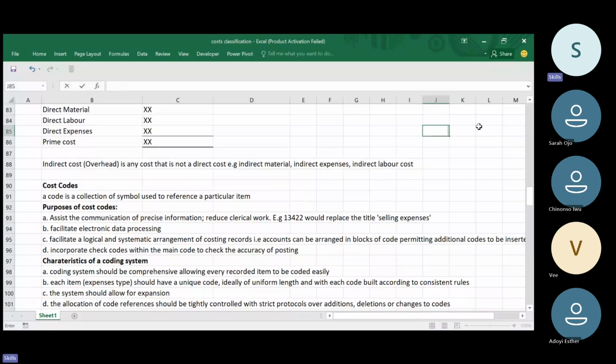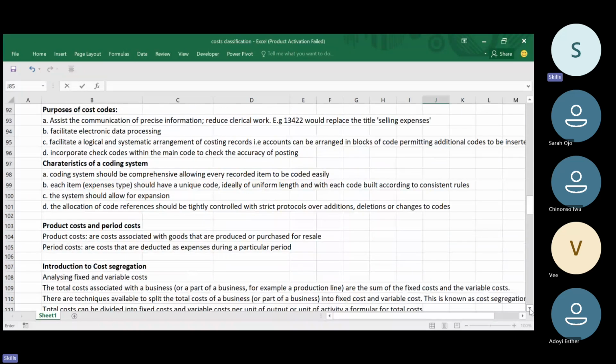Then the system should allow for expansion. Yes, you should be able to expand. When more information comes in, it should be able to accommodate more information. So you should be able to expand it.